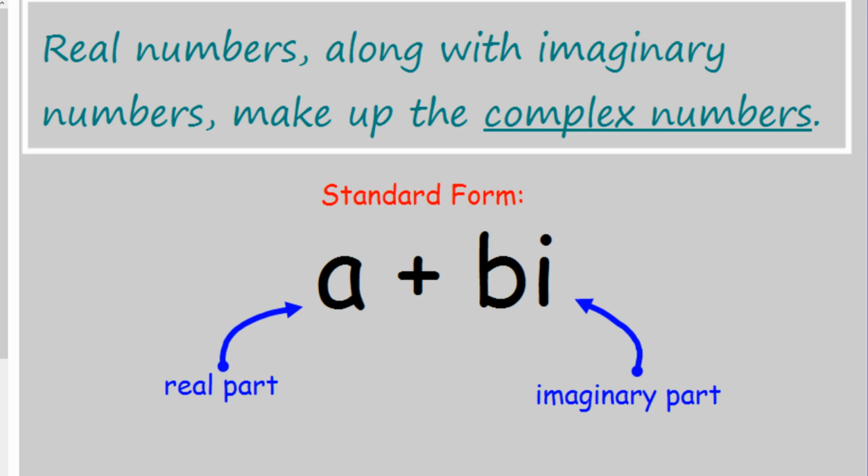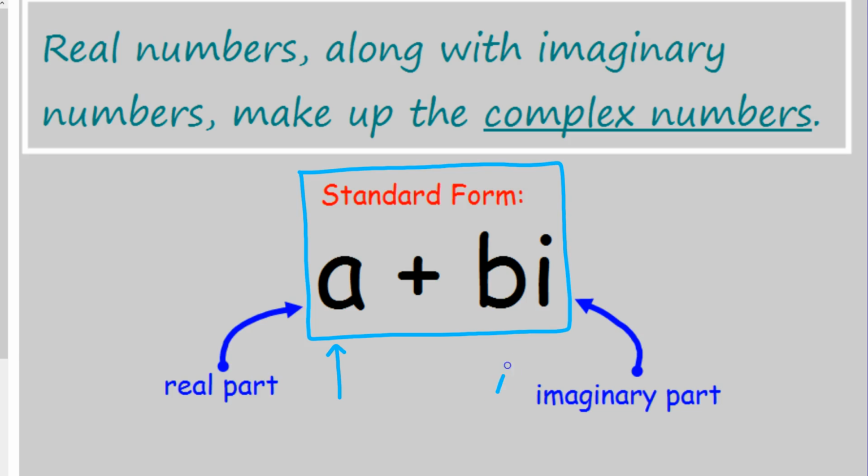So we know about real numbers. Now we know about imaginary numbers. Put them together and we have the set of complex numbers. So a complex number in standard form is written as a plus bi, or you might see a minus bi. The point is that the first term, a, represents the real part, and the second term, bi, represents the imaginary part. So a and b are real numbers.